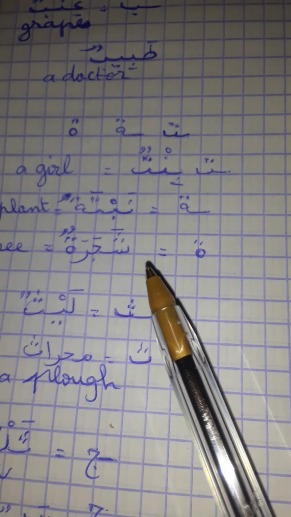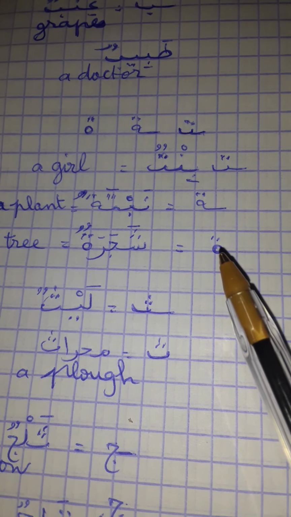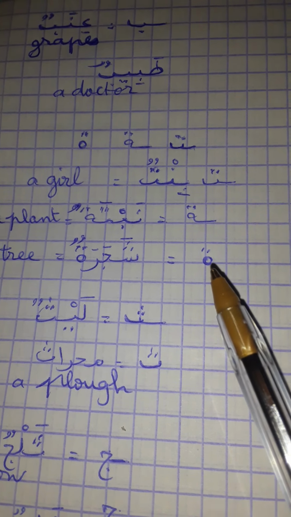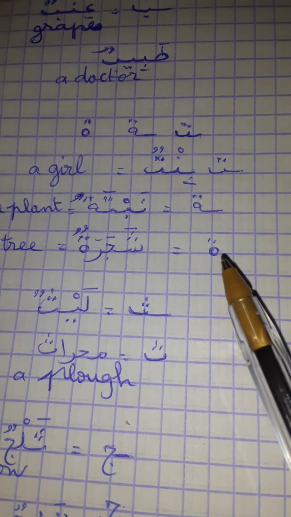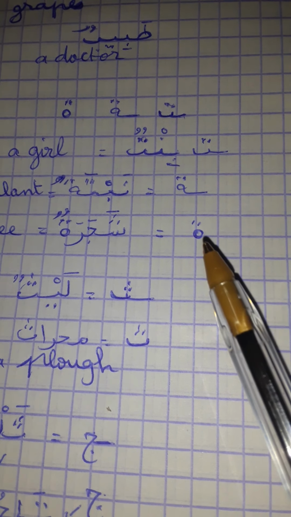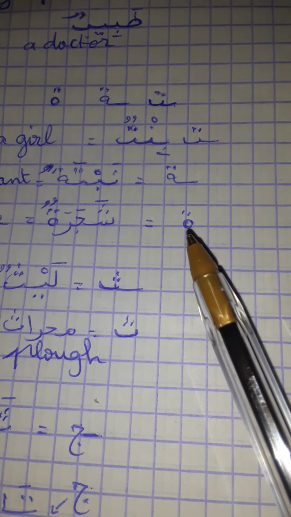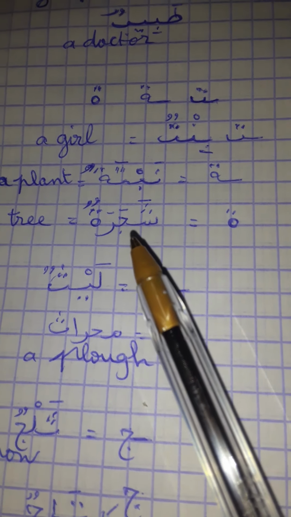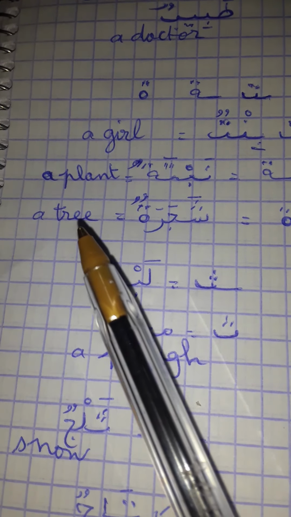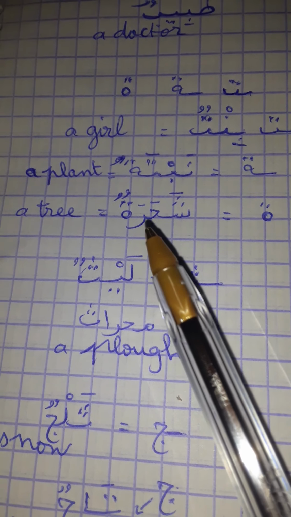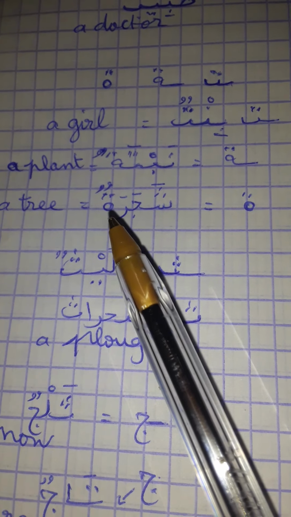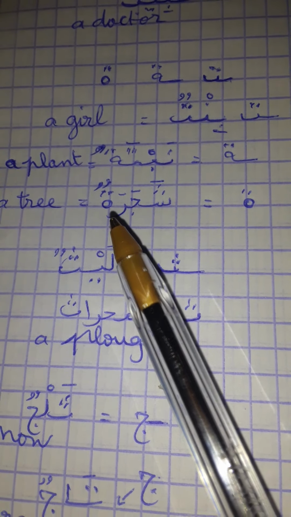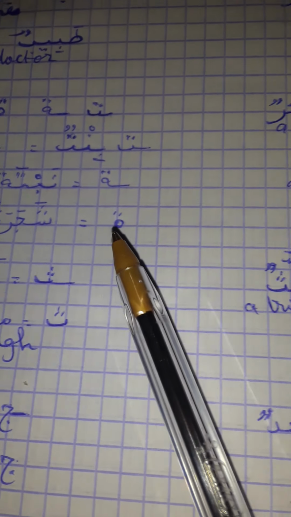Okay. And in this form, ta marbuta, without the connecting line, when it is preceded certainly by an unfriendly letter, as we saw in the previous video. Example: shajaratun, a tree. By the way, we can pronounce it shajarah. Okay, so the ta marbuta, we can pronounce it h. Okay.